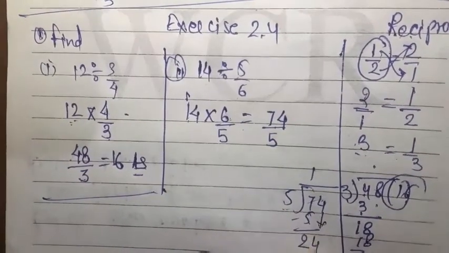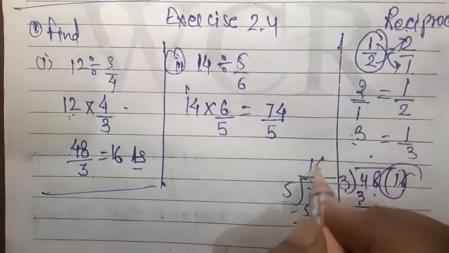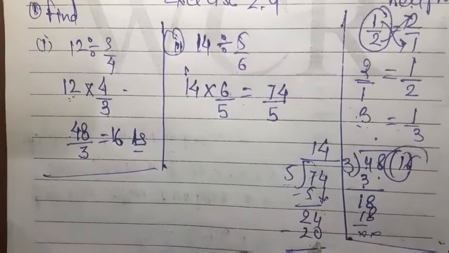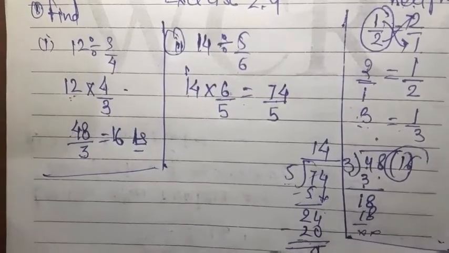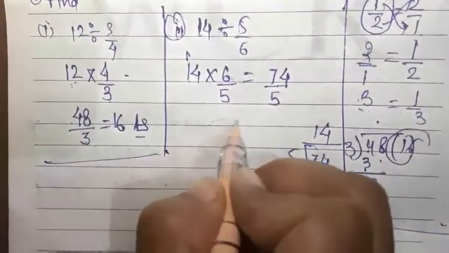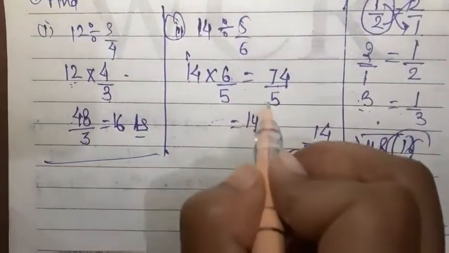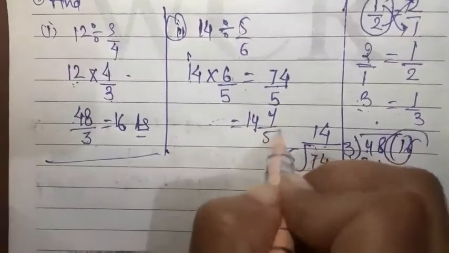Next we have 4. 5 times 4 is 20 and the remainder is 4 here. That means the answer is 14 whole number 4 by 5.